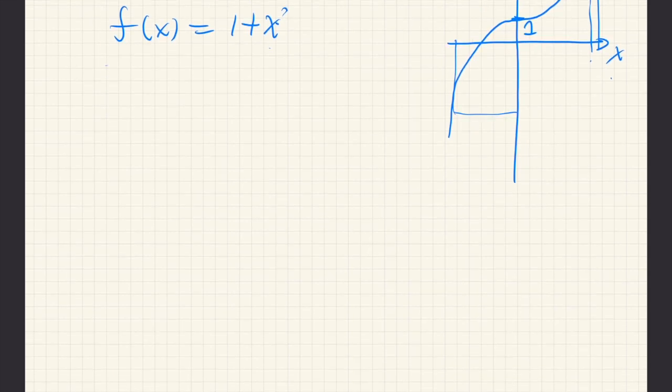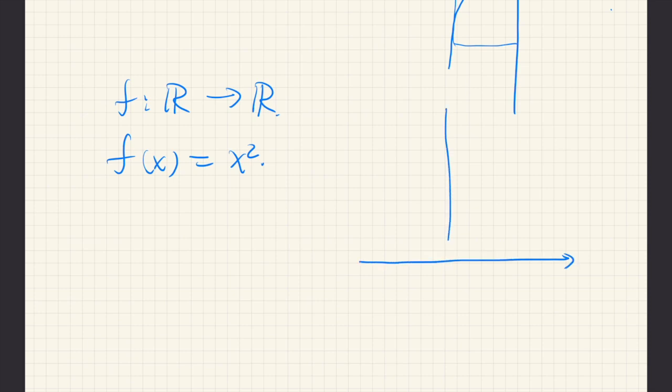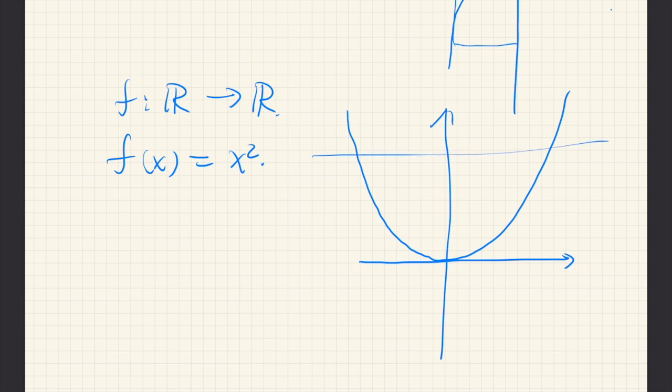Okay, how about f of x is equal to x squared, and f is from real to real? Is this an injection? Actually, it's not an injection, because if you plot the graph, for some values of y, we have two values of x corresponding to that y value, right? So therefore, it's not an injection.